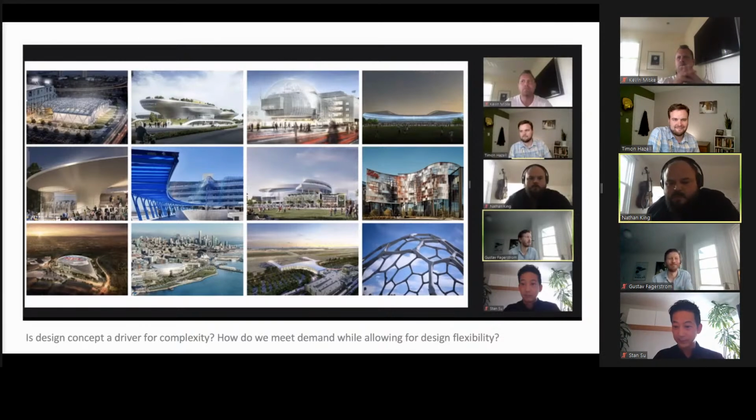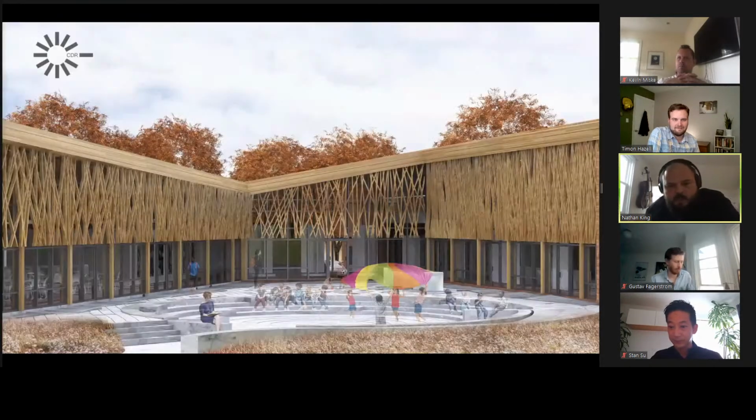And then how do we meet the demand of 13,000 buildings a day while allowing for design flexibility? Just throw that out there for some discussion. We have design intent, this crazy bird's nest facade system that was a design proposal by a student group working with the Center for Design Research for a real-life project in Prince William County, Virginia.